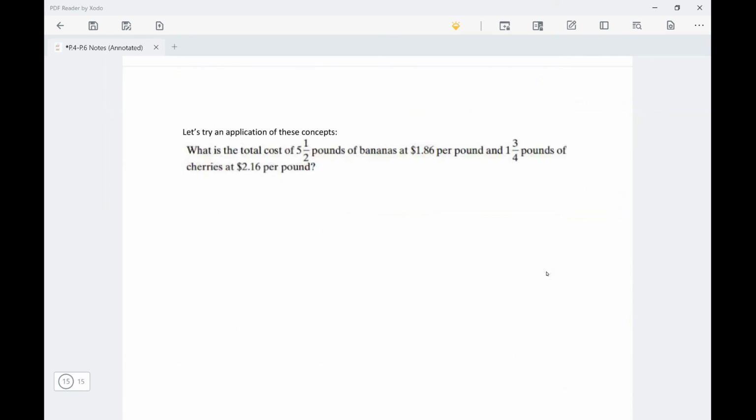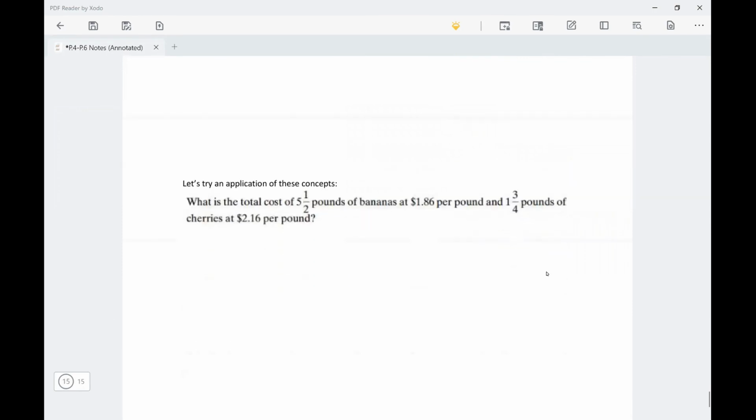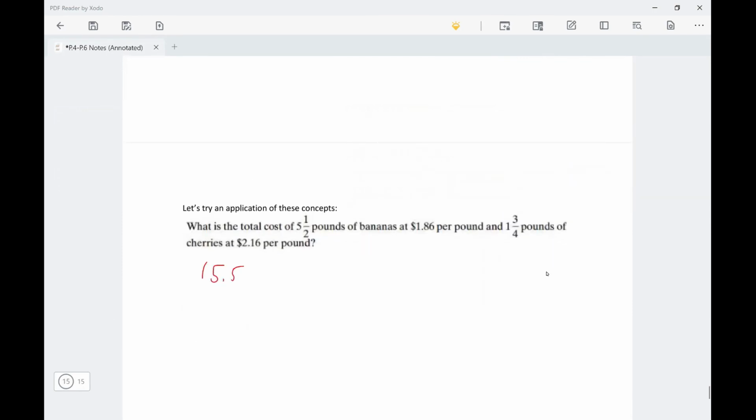Okay, so we're going to look at this problem where we have a total cost problem, right? So we're buying two different things. We're buying 5.5 pounds of bananas at $1.86 per pound. And then we're also buying 1 3/4 pound of cherries at $2.16 a pound, right? So we want to know the total cost. So we know that if we have this 5.5 pounds of bananas, as a decimal, that's going to be 5.5. And we know that it's going to cost $1.86 per pound, right? So we're going to multiply that by 1.86. So that's going to give us our total cost for our bananas.